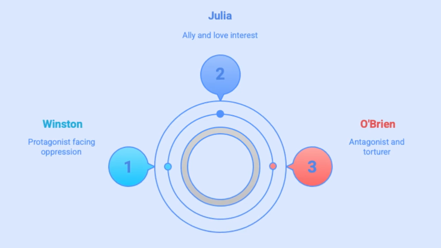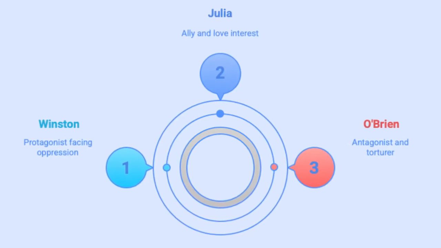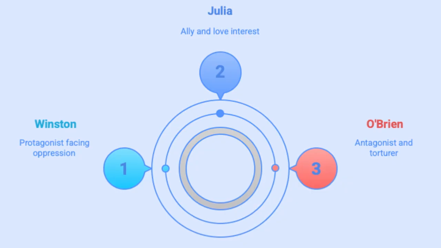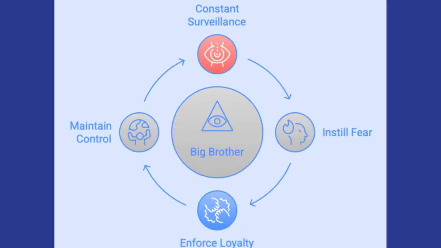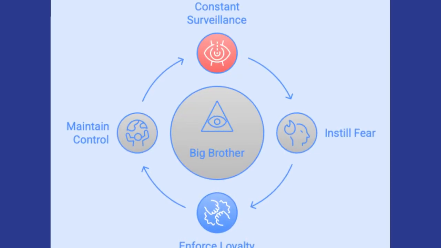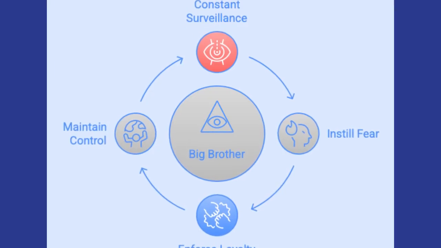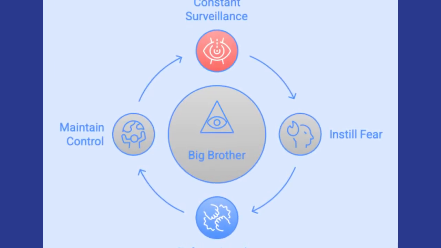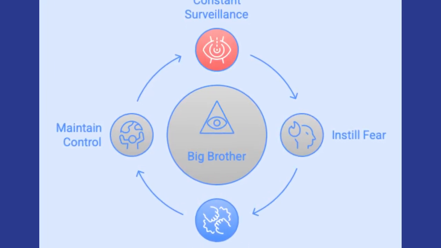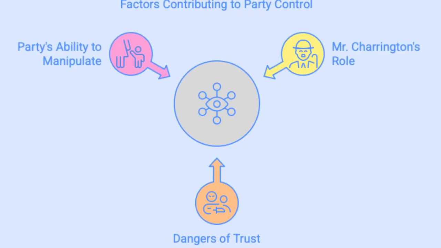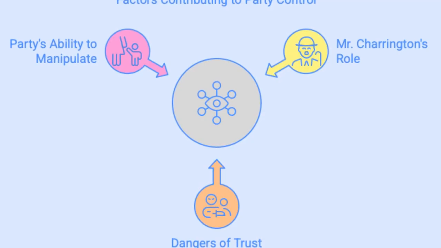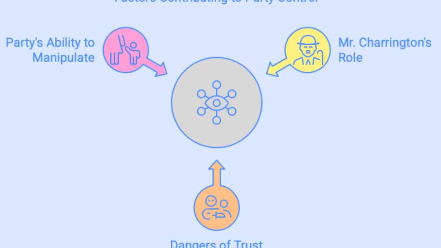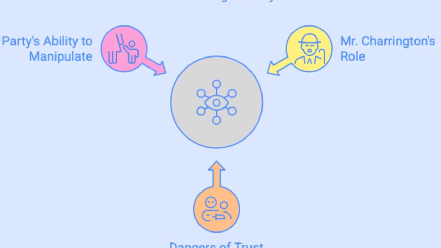The interactions between Winston, Julia, and O'Brien drive the plot and build tension, culminating in Winston's capture and torture. Big Brother's constant presence reinforces the novel's themes of surveillance and control, instilling fear and loyalty in the citizens. Mr. Charrington's role adds depth to the narrative, underscoring the dangers of trust and the party's ability to manipulate and control individuals.